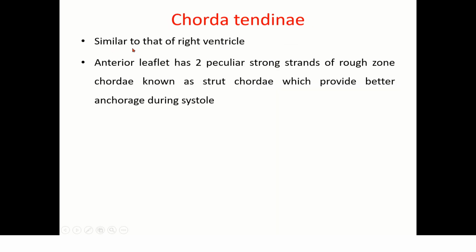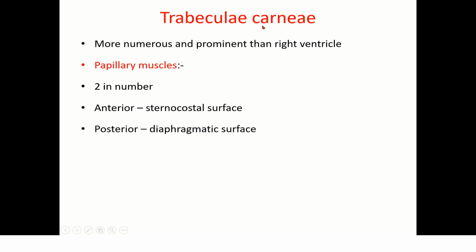Chordae tendineae, these are similar to those of the right ventricle, but the anterior leaflet has two peculiar strong strands of rough zone chordae known as strut chordae, which provide better anchorage during systole. So trabeculae carneae, as in the right ventricle, here there are not many prominent ridges and bridges, but we have papillary muscles, two in number, anterior sternocostal and posterior diaphragmatic. But these trabeculae carneae are more numerous and prominent than in the right ventricle.